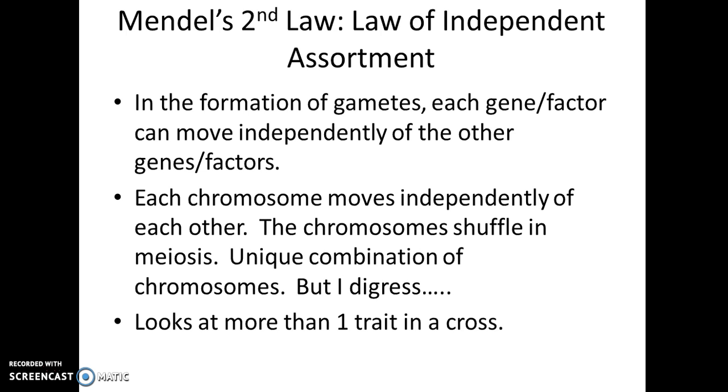So we're going to stop here, and we will start with Mendel's second law, which is the law of independent assortment, in the next screencast.